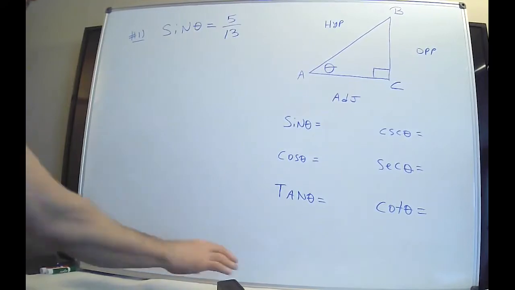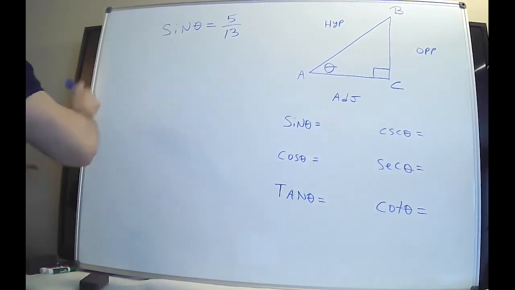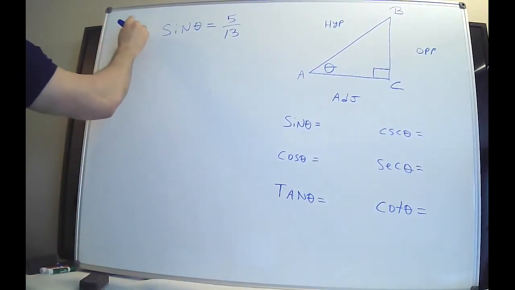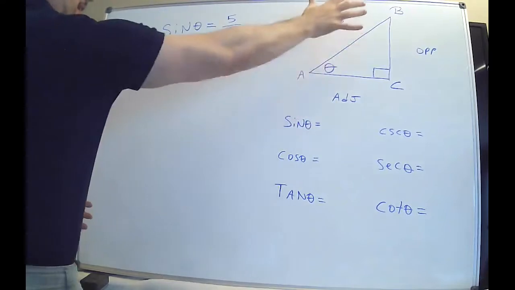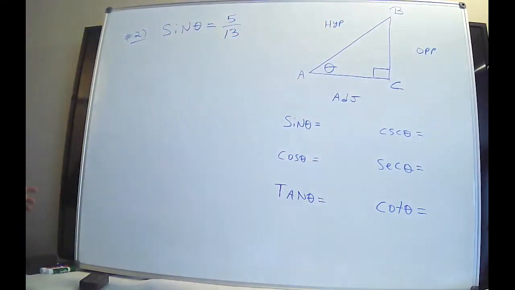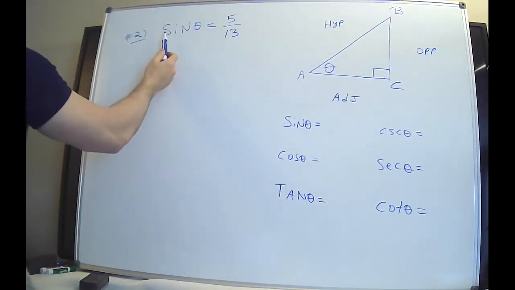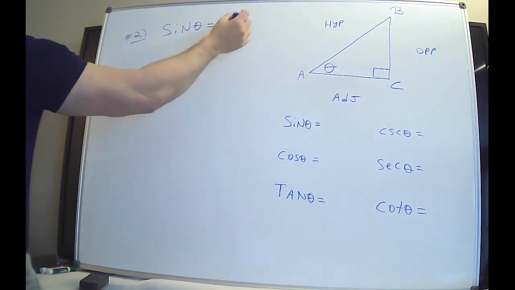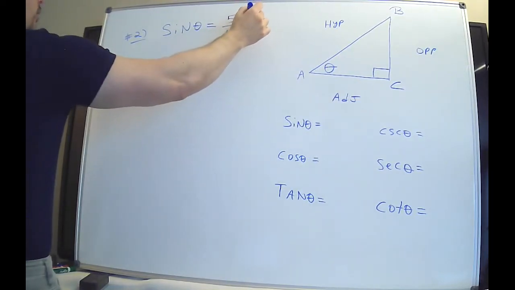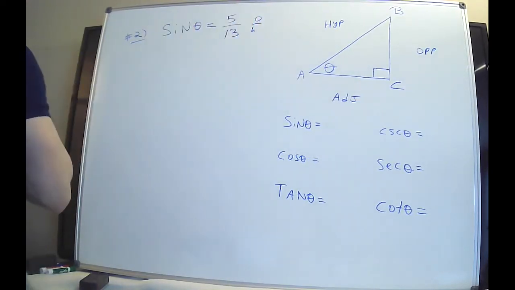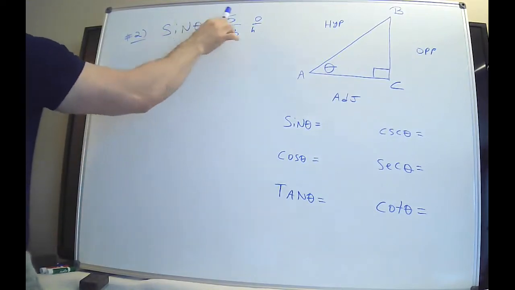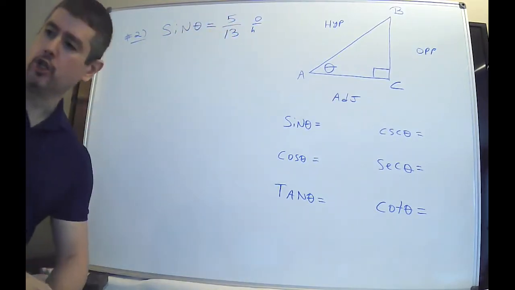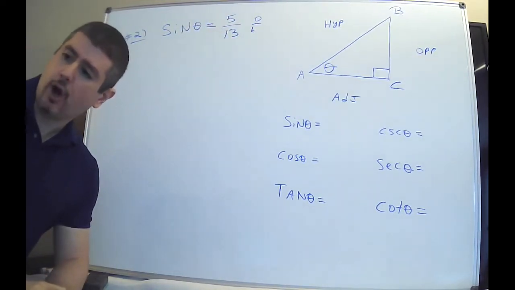Okay, so number 2. I got lazy. Kept that the same. Even looks the same. So in problem 2, I told you that the sine of theta was 5 over 13. But the sides that go with sine are opposite and hypotenuse. Silly old hobo, or so in SOHCAHTOA.